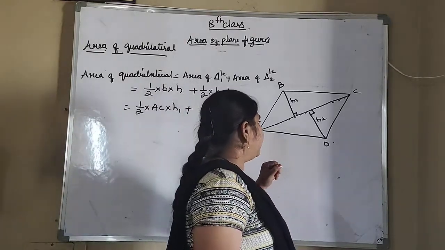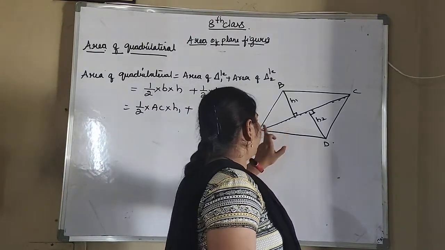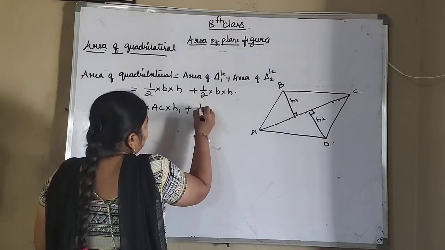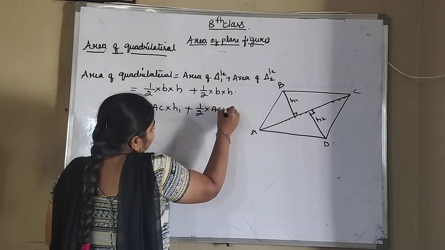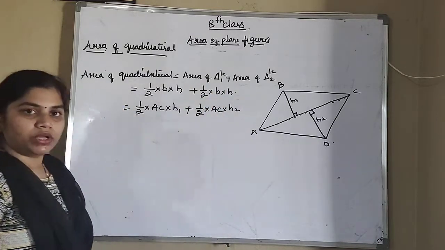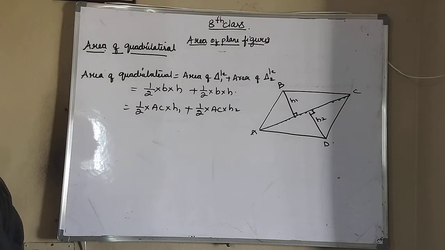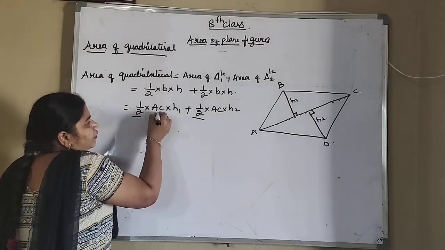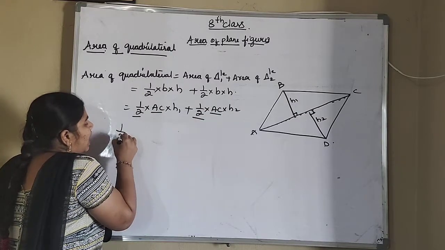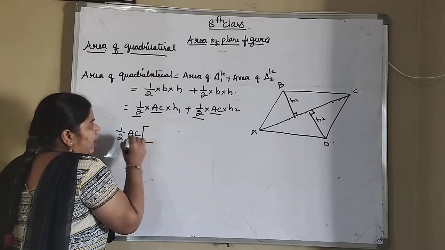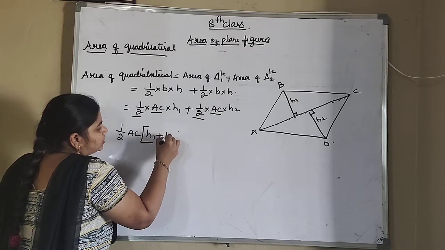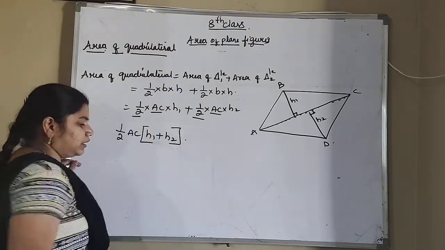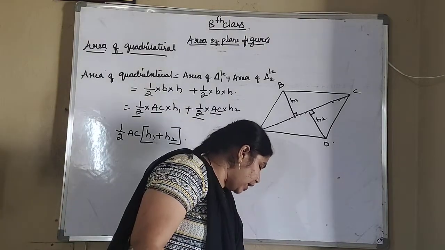plus for this triangle, I am finding now. For this triangle also the base value is AC and the height value is H2, so half into AC into H2. Now what common terms can you take out? Which terms are seen two times? Half AC. So I am writing this half AC outside and the remaining terms inside, that is H1 and H2, which are height 1 and height 2.